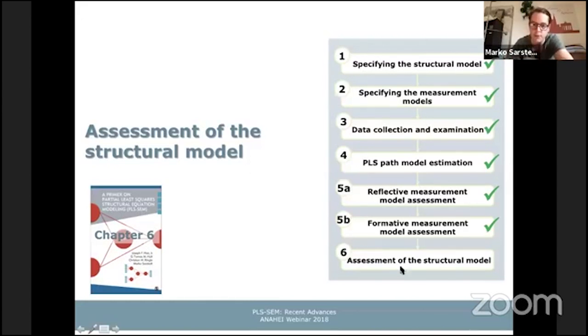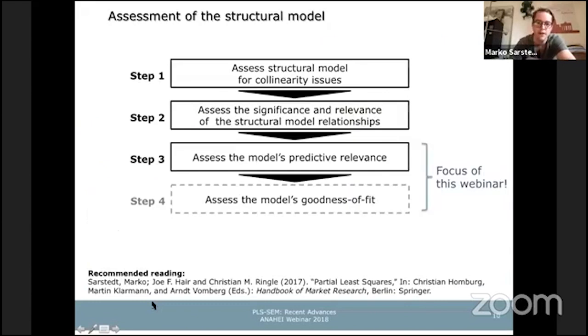But anyway, today we're going to be talking about the structure model assessment. And structure model assessment basically deals with four steps. First, we need to check collinearity within the structure model. And this is usually taken care of by discriminant validity assessment. So if your constructs are discriminant valid, they typically also do not have significant levels of collinearity. The second thing we look at is the significance and the relevance of the structure model relationships, the path coefficients. And this is done by bootstrapping.